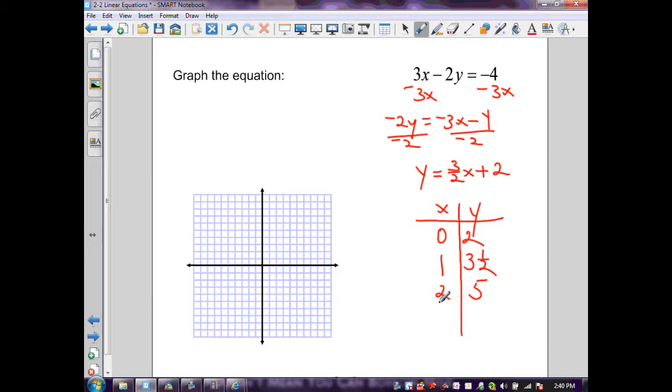Let's substitute our 3 values onto the graph. I'm going to get 0, 2, 1, 3.5, 2, 5. And then we connect with a straight line.